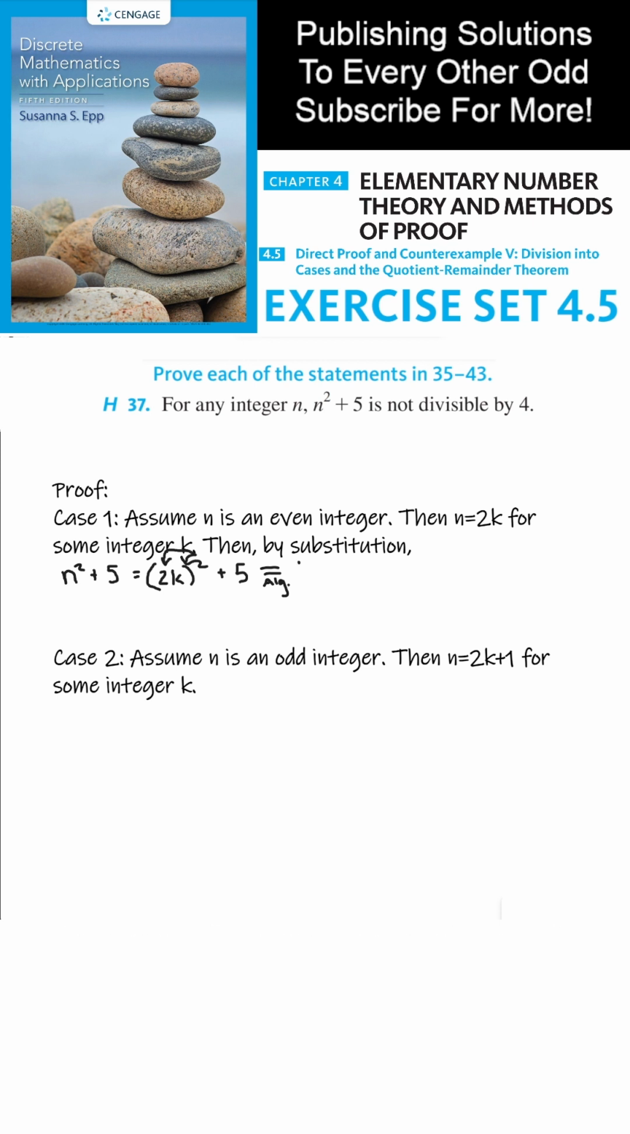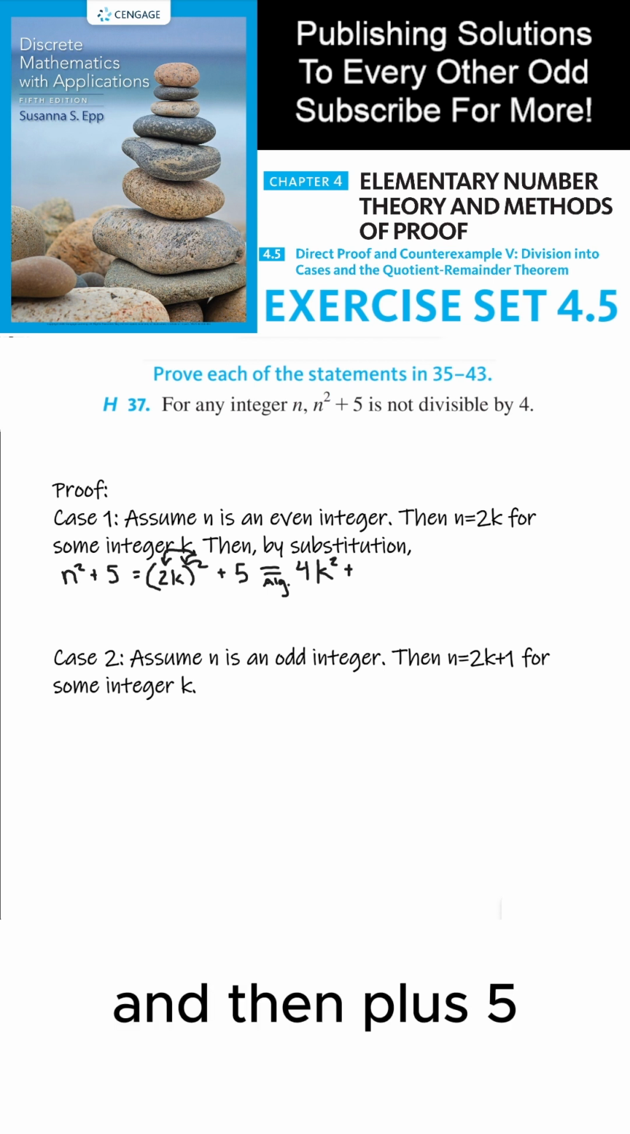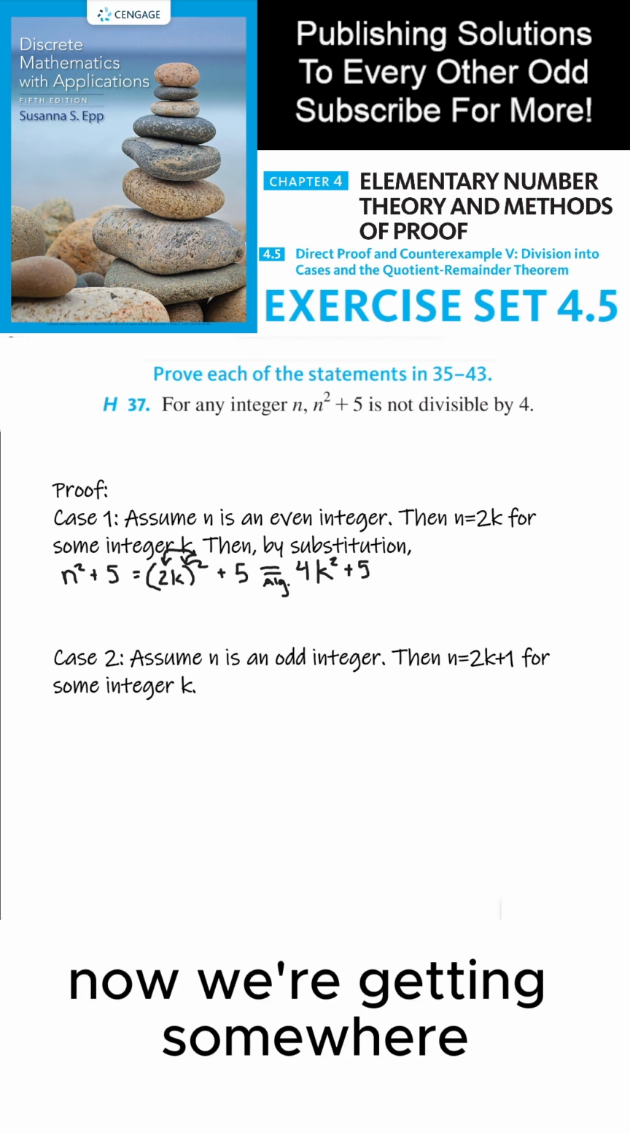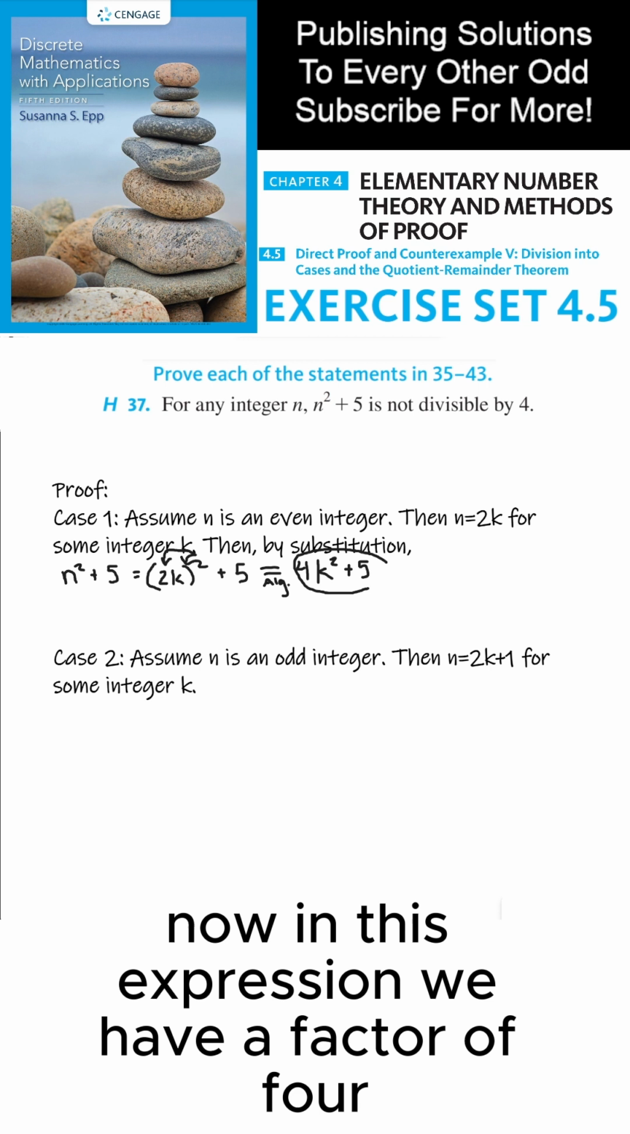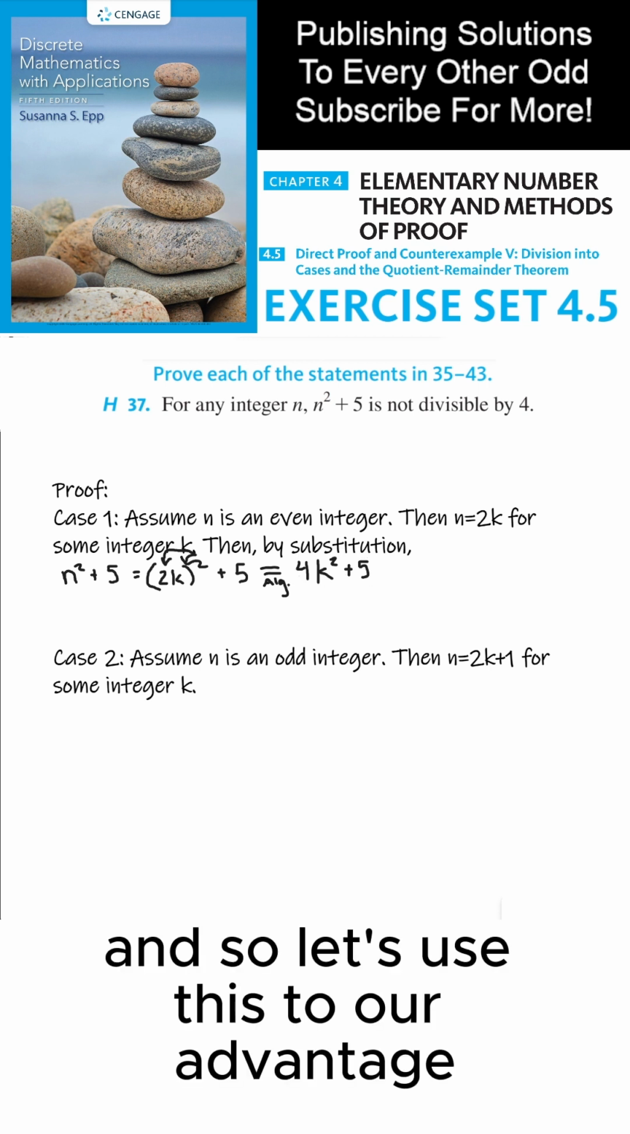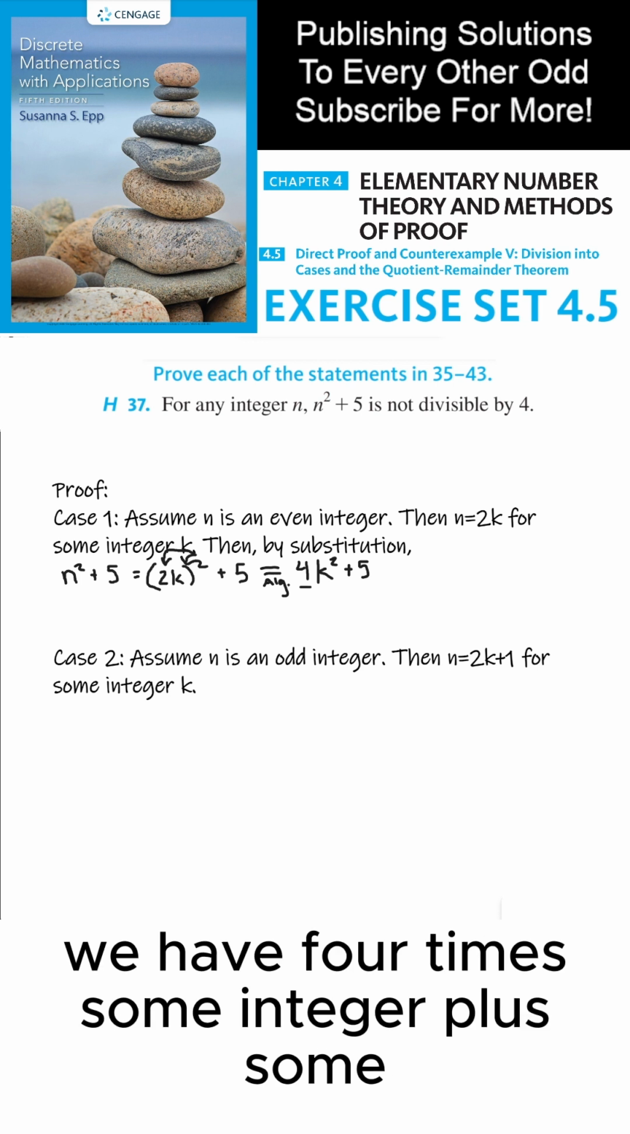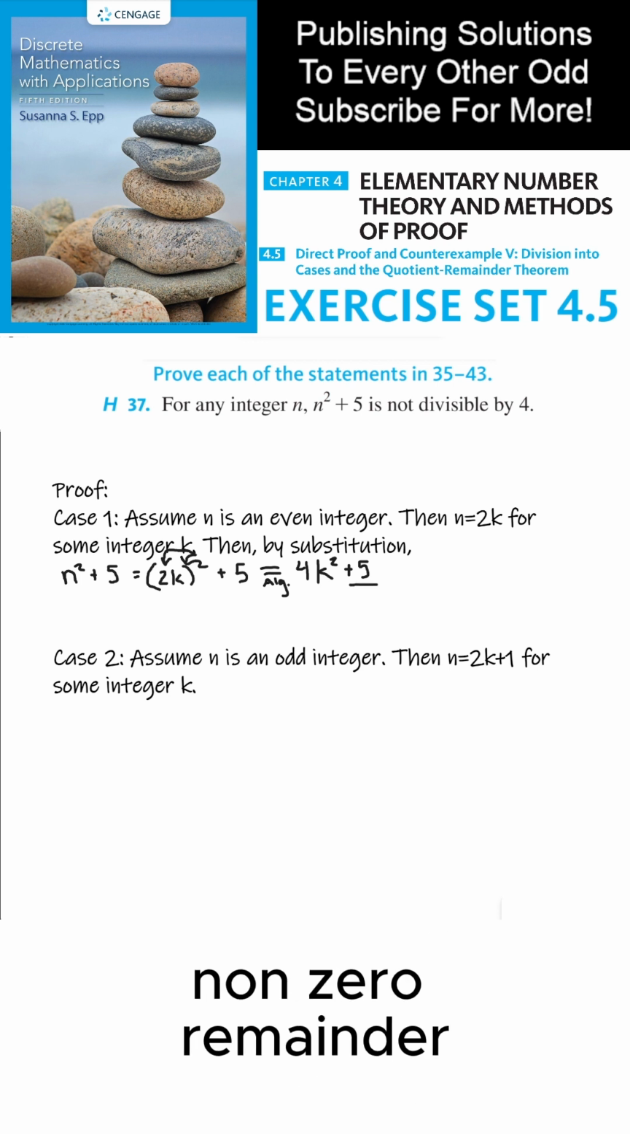2 squared is 4, and k squared is k squared. And then plus 5. Now we're getting somewhere. Now in this expression, we have a factor of 4. And so let's use this to our advantage. We have 4 times some integer plus some non-zero remainder.